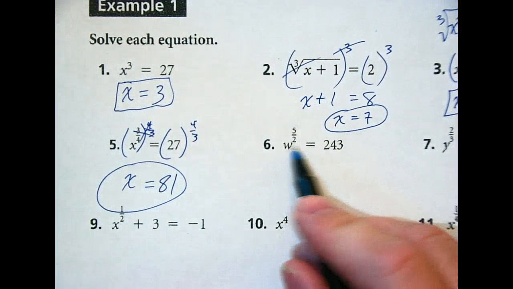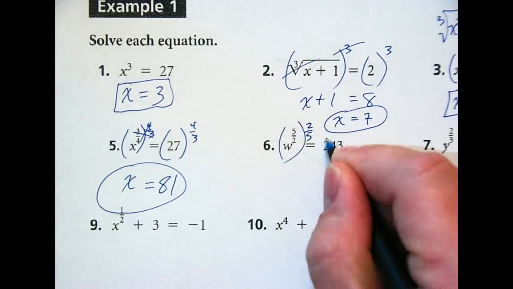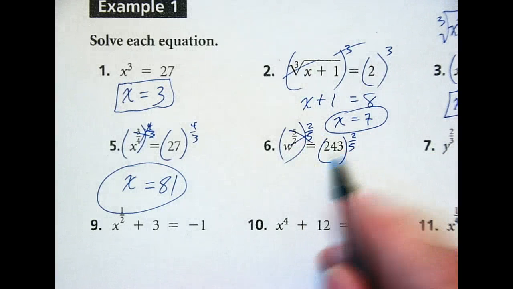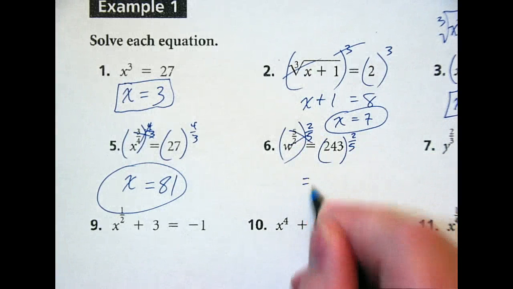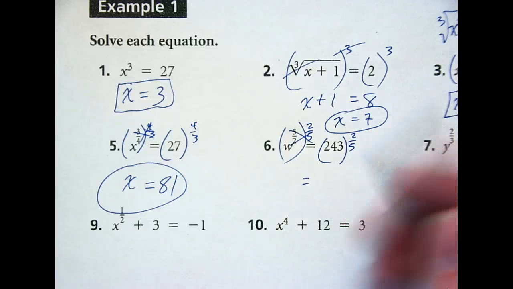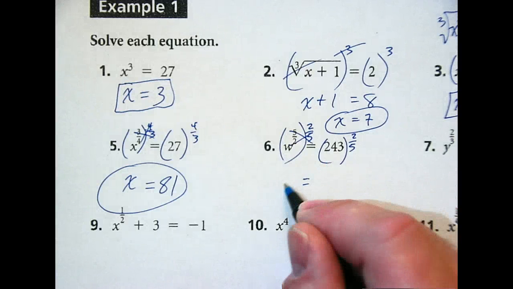And then this guy here, raised to the 2/5 power. Okay. And the 5th root of 243. That one you may not have memorized, but it is 3, if you recognize 243 as a power of 3. And then squared is 9.